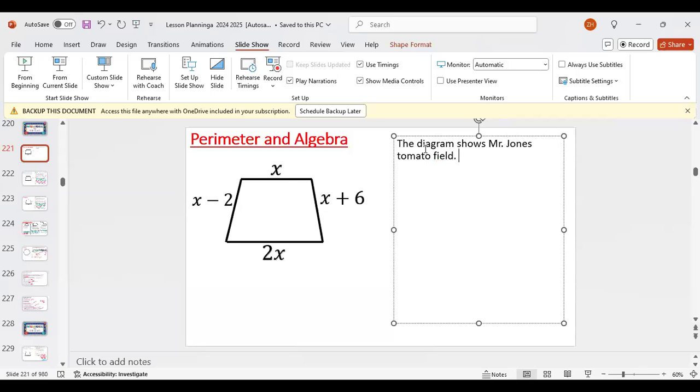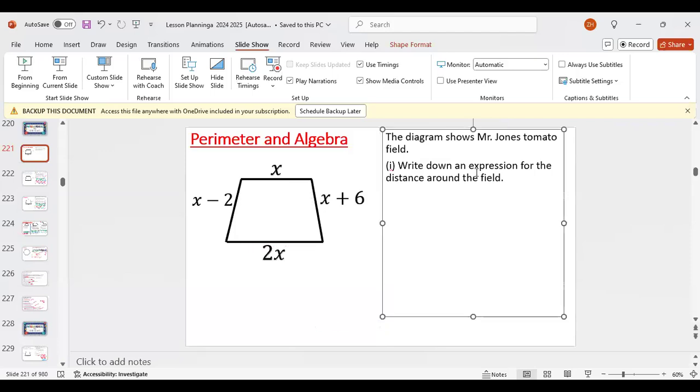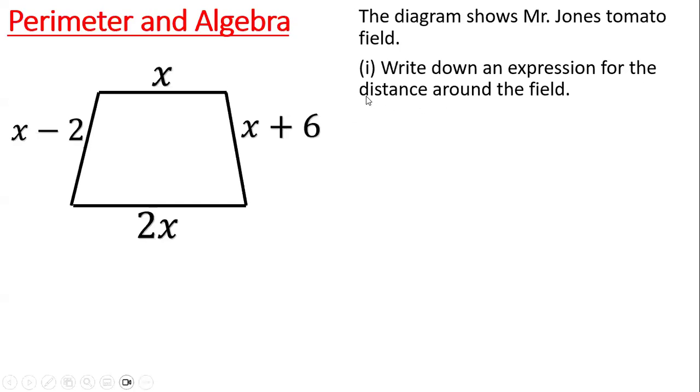All right, so the diagram shows Mr. Jones' tomato field. What we want to do is write down an expression for the distance around the field. When we say that, what are they asking us for? Give me one word that could summarize what they're asking. A statement without an equal sign? No, they say the distance around the field. What does that mean? Perimeter.